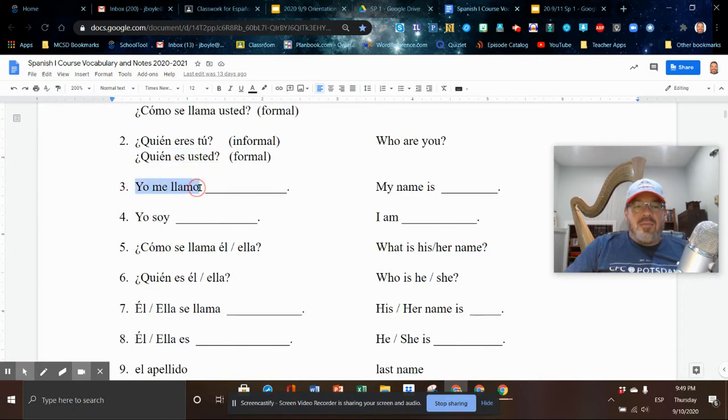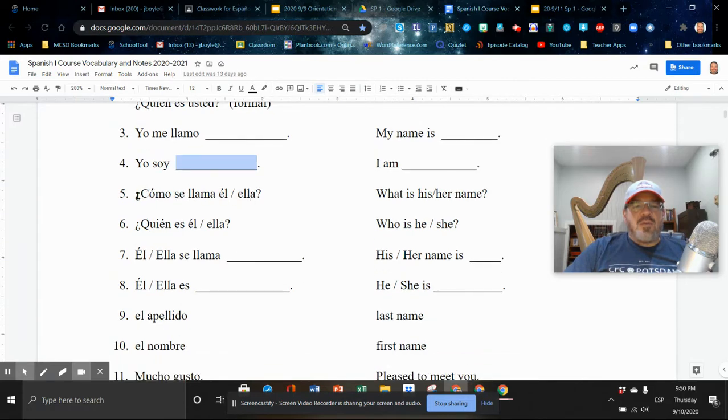Yo me llamo. Now you're going to fill your own name in here. If you have your book, you can take your pencil and write your name right in that space. So if your name is Bob, yo me llamo Bob. Same with number 4, you can write your name in this space too, because you could say, I'm Bob. Repeat after me. Yo soy Bob.